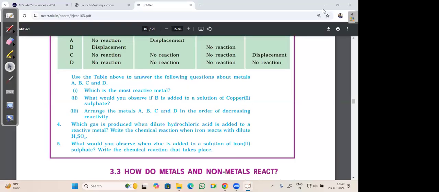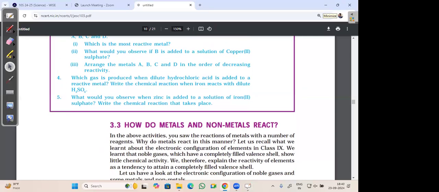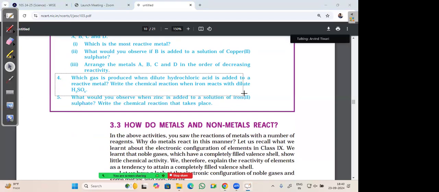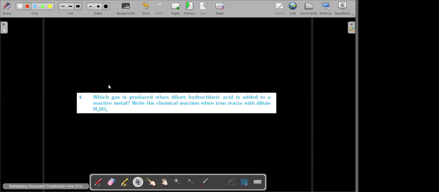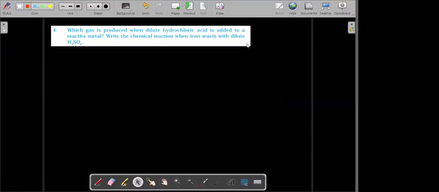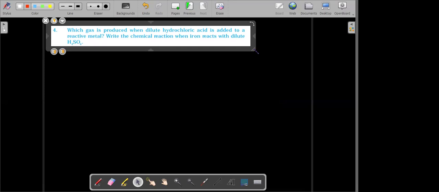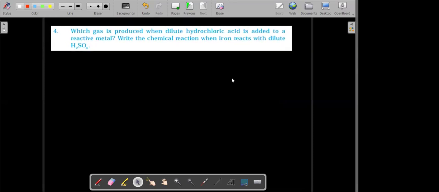Now the next one. Which gas is produced when dilute HCl is added to a reactive metal? Write a chemical reaction when iron reacts with dilute H2SO4.